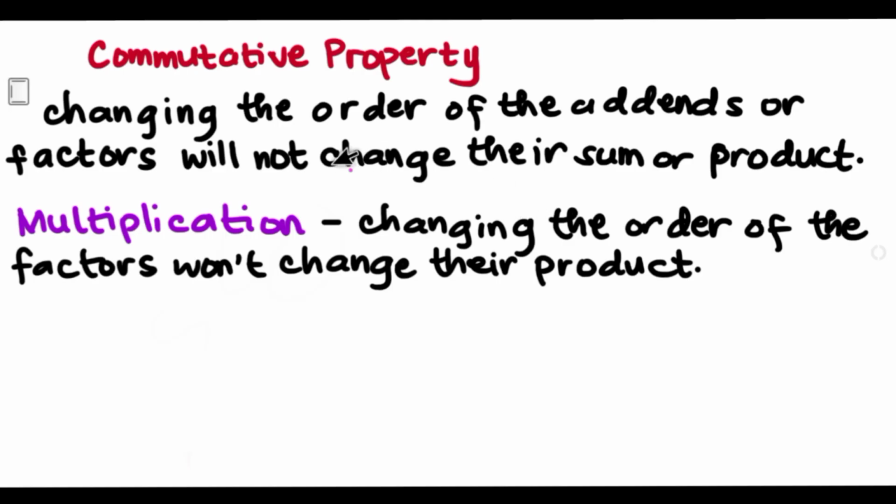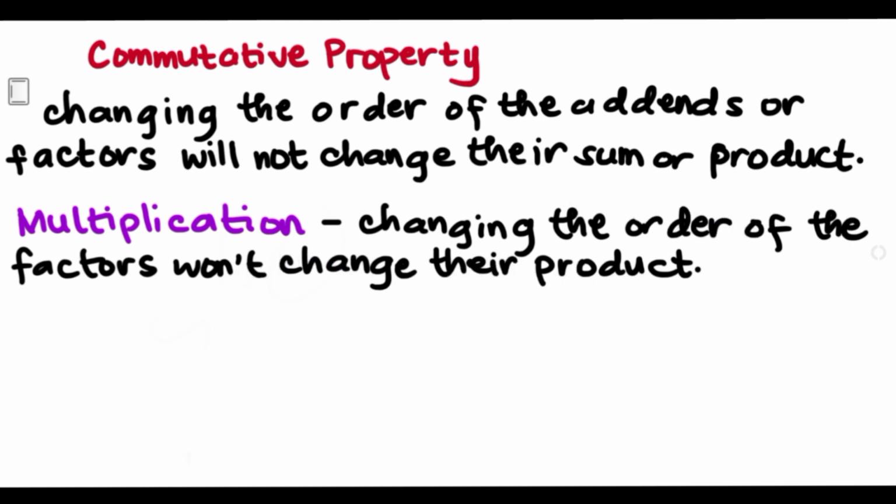So, we're now done with commutative property of addition. Ngayon naman, commutative property of multiplication. Ganun pa din, changing the order of the factors. Factors naman ngayon yung tawag natin. Kanina is addends, kasi addition yun. Ngayon naman, for multiplication, we will use the term factors. Changing the order of the factors won't change their product.